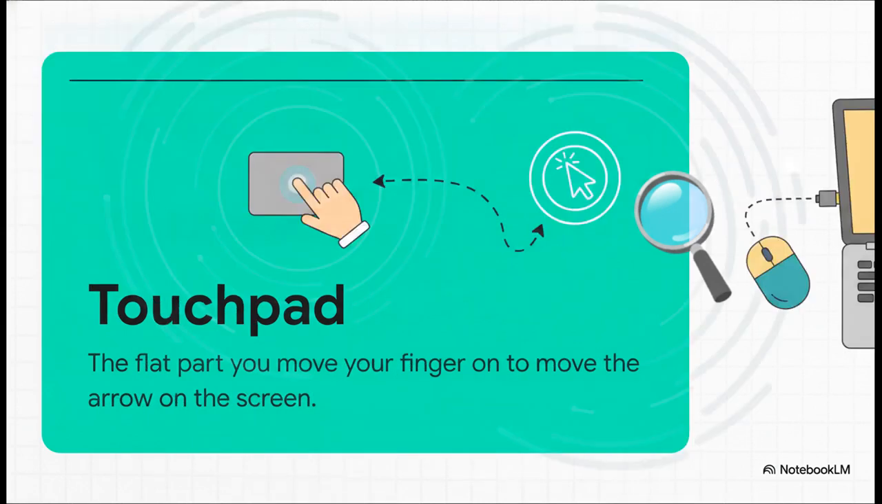Next up is the touchpad. This is that flat little rectangle sitting right below the keyboard, and it's how you navigate. When you gently glide your finger across this flat part, it moves the little arrow around on your screen. It helps you point at things. Now, some people prefer to plug in a separate tool called a mouse to do this exact same job. And hey, fun fact for you, the very first computer mouse was actually carved out of wood.